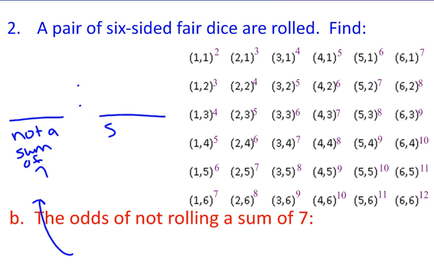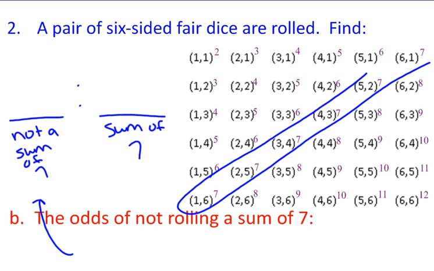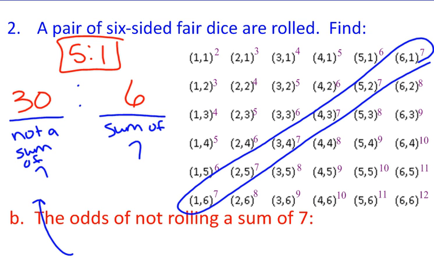And then my second one would be sum of 7. So I'm just going to look at how many I have that have a sum of 7. If you see, that kind of takes care of this right here. These are all my sums of 7. So there's 1, 2, 3, 4, 5, 6. So there's 6 that are a sum of 7, which out of the 36 total means there's 30 that are not. So when I simplify those odds, I'd say it's a 5 to 1 ratio. 5 to 1 odds of not rolling a sum of 7.